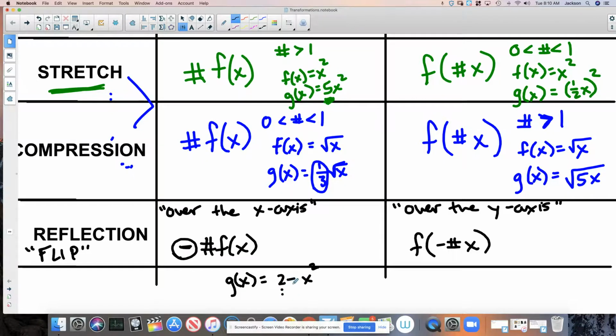And then this minus sign, which is in front of the original x squared here, the original parent function, this reflects the graph over. Okay, so they sneak up on you sometimes with these vertical reflections. So anytime we see a negative number in the problem that's being multiplied somewhere, we know that there's a reflection happening.